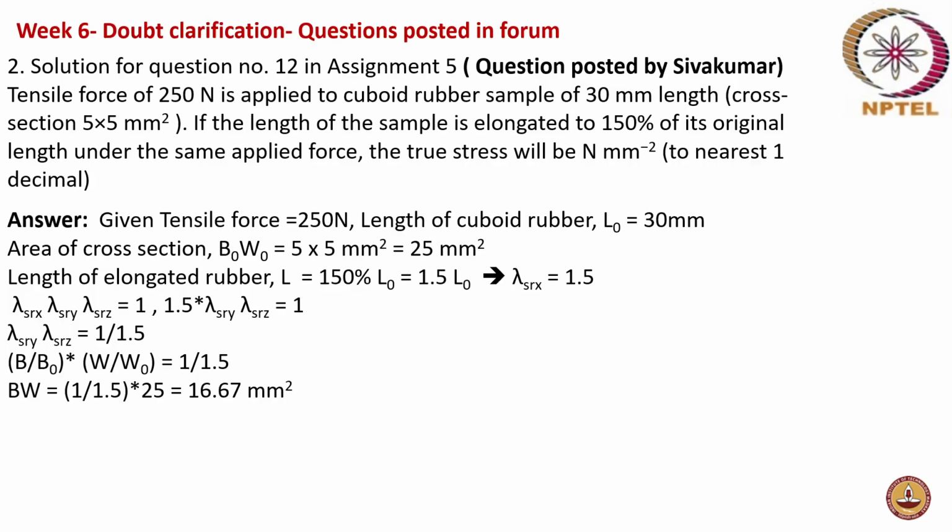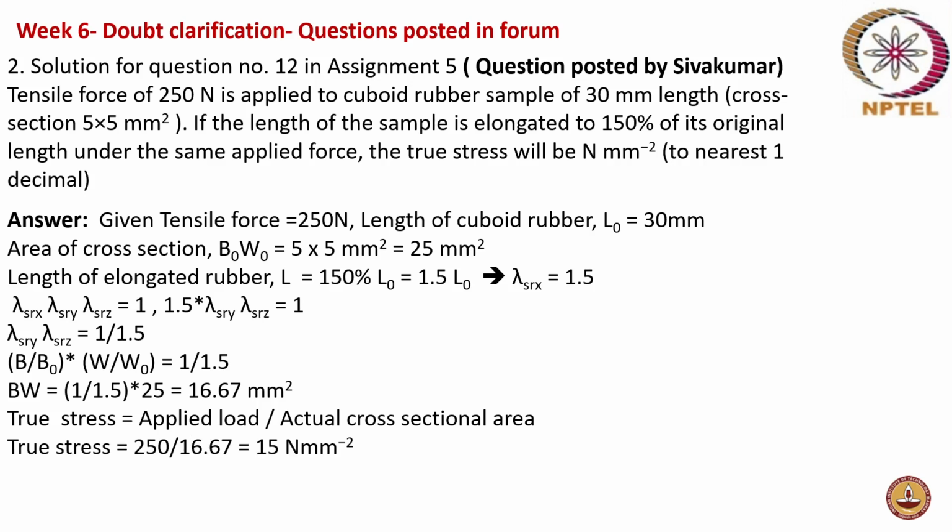Okay. Now let's proceed. True stress is actually applied load by actual cross section area. Now what is the actual cross section area here? It is the cross section area after the force has been applied and the material has become deformed. That new cross sectional area. So here you have to take true stress as 250 by 16.67. So you will end up with the value of 15 Newton per millimeter square. That is the true stress.